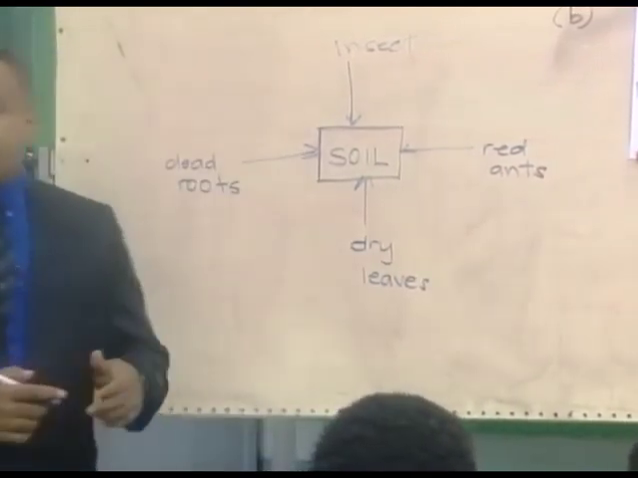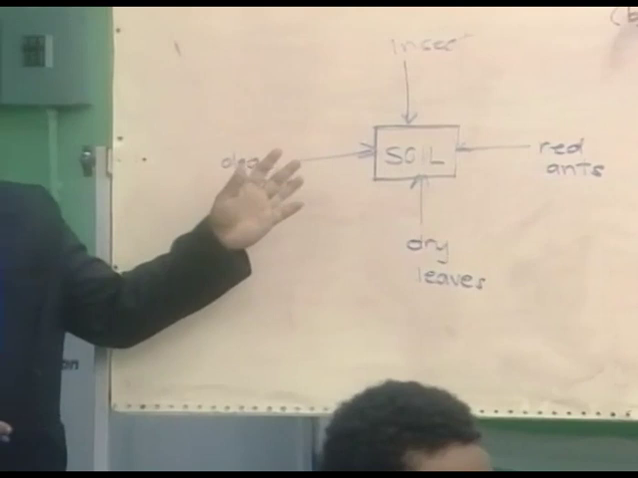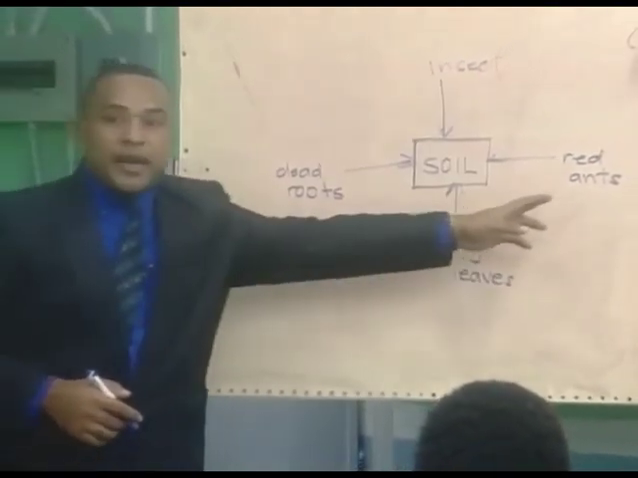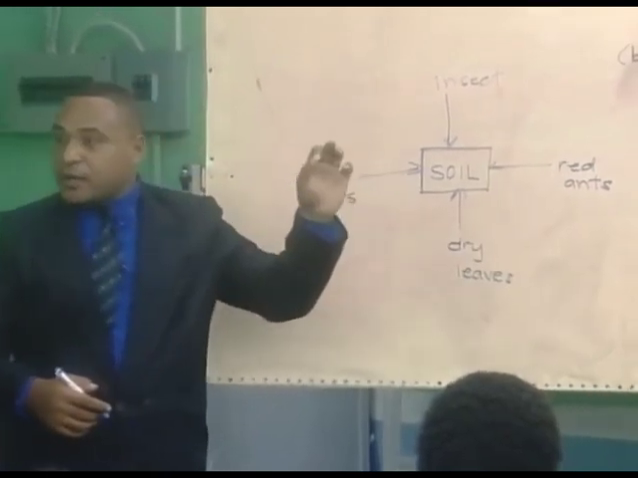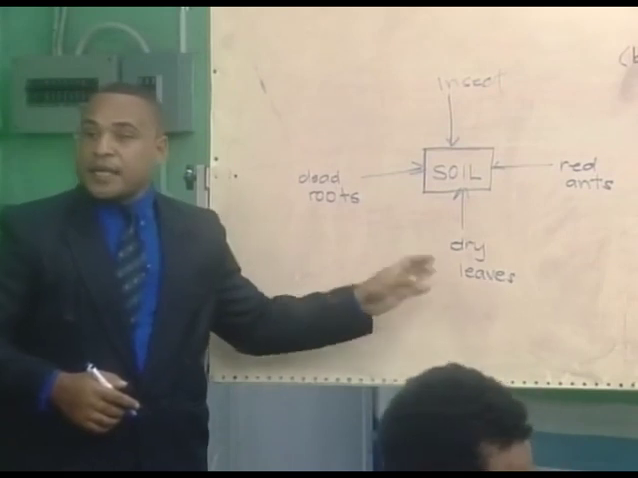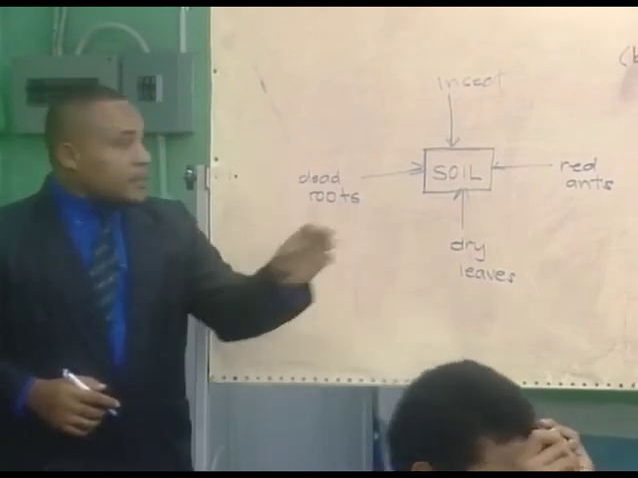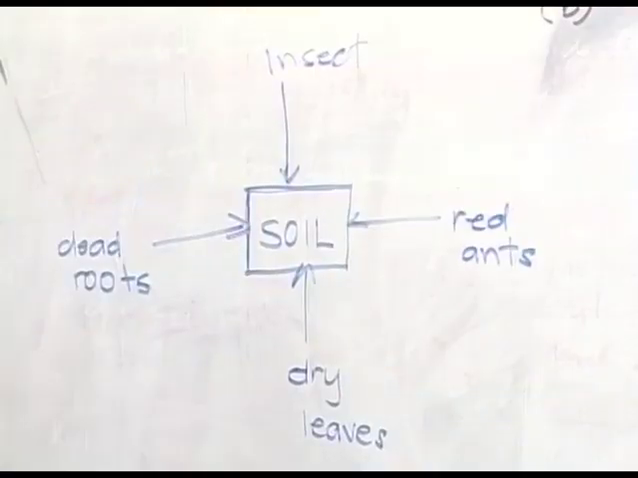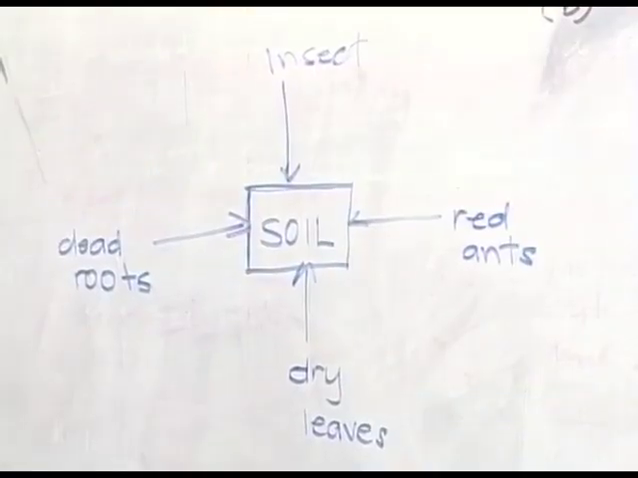Okay, so these are some of the organisms, like for example, insects and red ants. These are the organisms that you can find in the soil. And dead roots and dry leaves, these are the things that these organisms here, insects and red ants, feed on. Okay, very good.